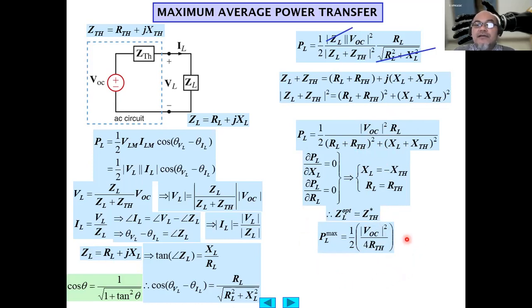So the power is transferred at maximum to the load when the impedance of the load equals the conjugate value of the Thevenin impedance of the circuit, as the AC circuit, and the maximum power being transferred equals half of the VOC squared divided by 4 RTH.